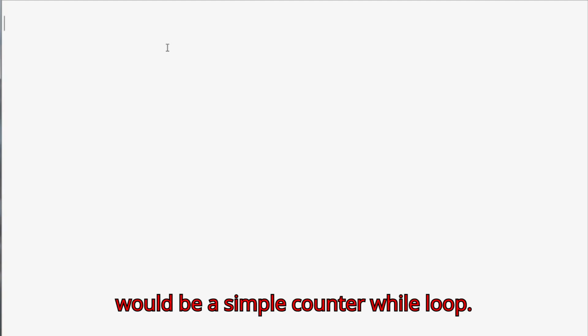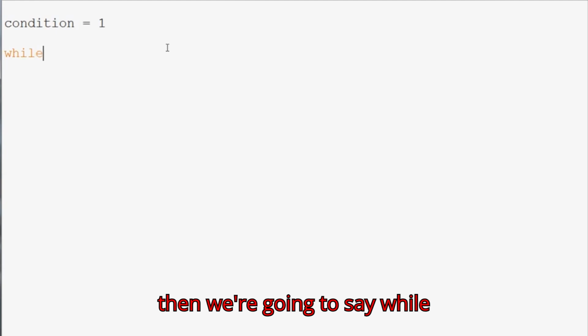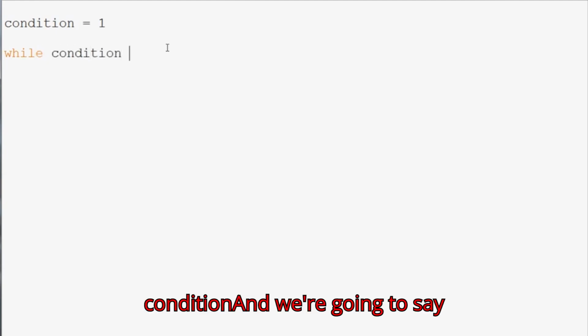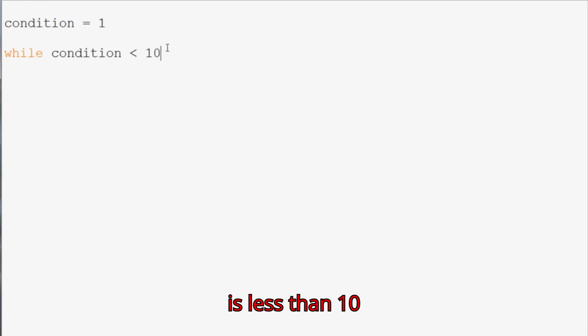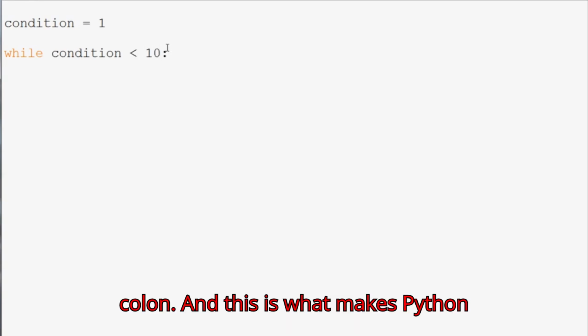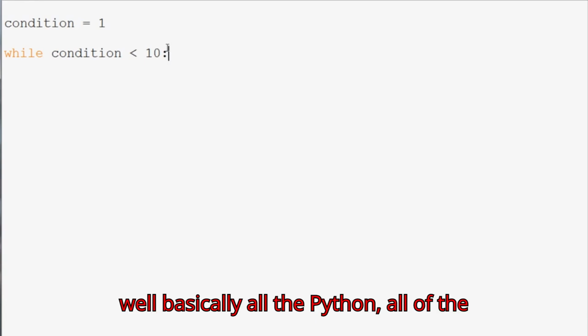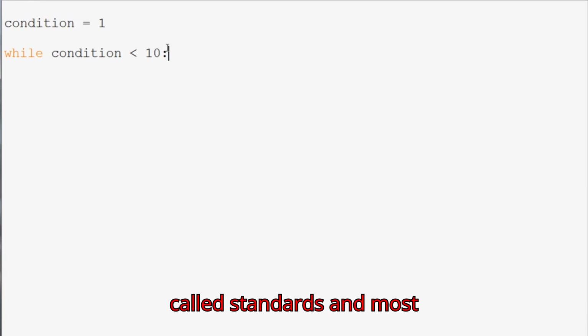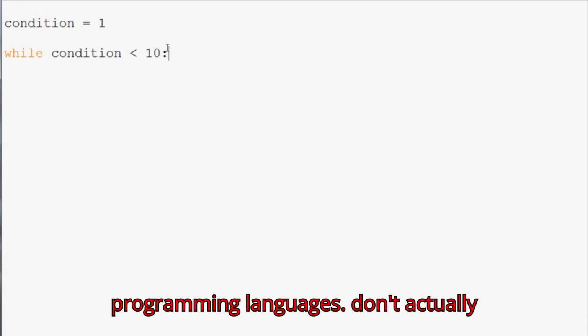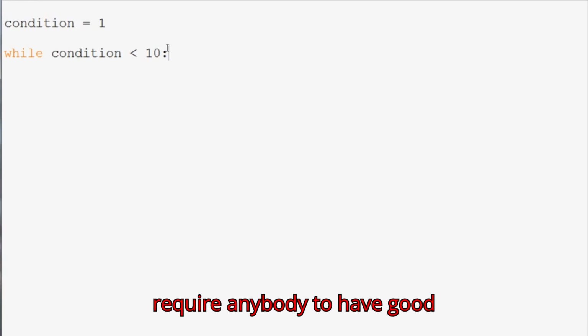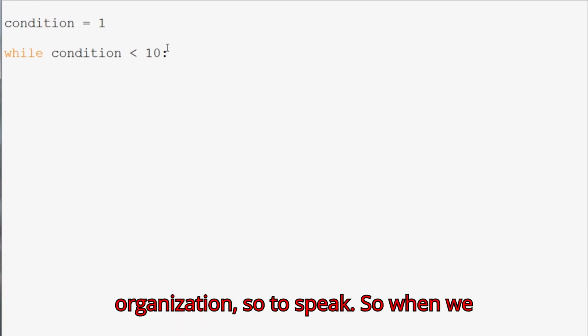So the easiest way to show that would be a simple counter while loop. So we'll say condition as our variable equals 1, and then we're going to say while condition is less than 10, colon. And this is what makes Python kind of nice: basically all of the programming languages have what are called standards, and most programming languages don't actually require anybody to have good standards.